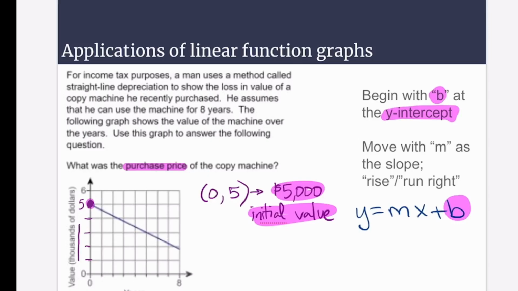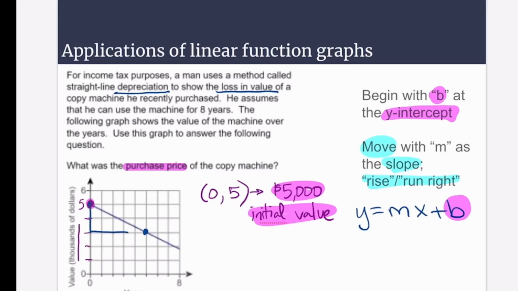The other type of question they could ask is about the depreciation, like how the loss in value is changing. Now the loss in value is going to be based on how the graph is moving. So that's going to be your slope. I have videos explaining slope, but that's where you're actually going to look. You have a point there, and then the next point that looks like it's on a specific intersection is there.